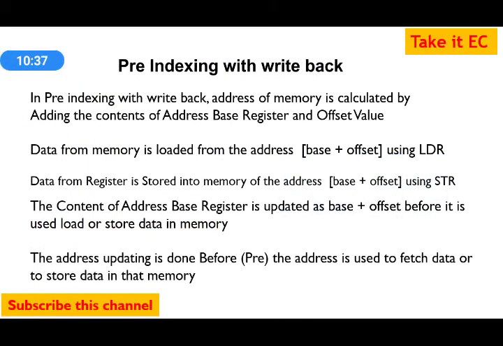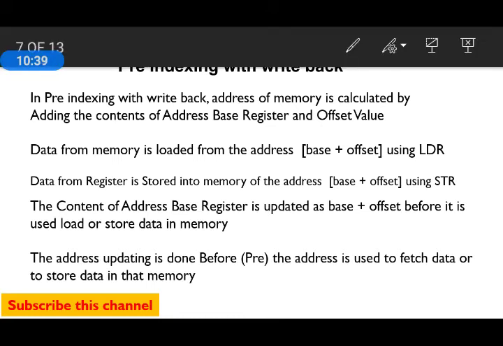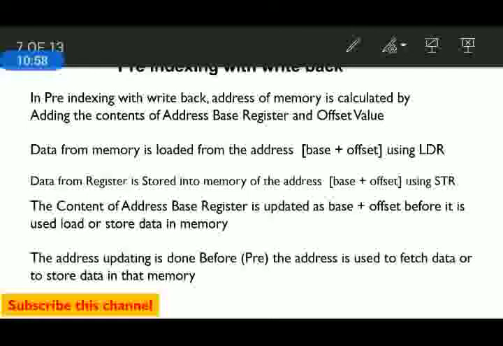It is the pre-indexing with write back. The working of the pre-indexing with write back is similar to the pre-indexing addressing method. Only the difference is that the base address register value is updated before it is used. Okay. So effective address calculation is also the same as the pre-indexing method. That is, address base register and offset value are added together to get the effective address.